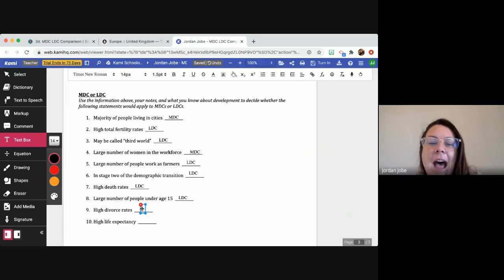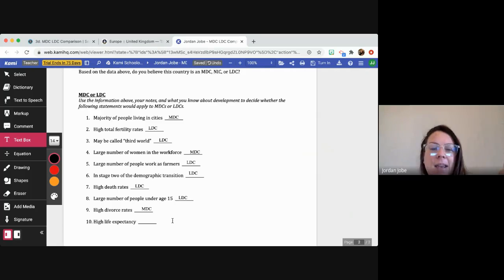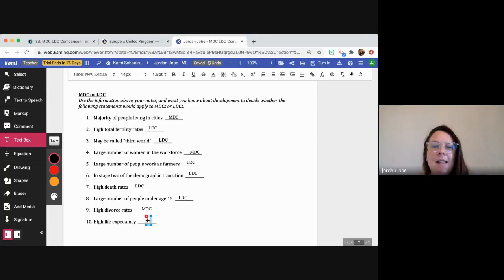Countries with high divorce rates, MDC or LDC? MDC. That's because, again, opportunity for women and equal access come with the higher level of development. So if you have the opportunity or the ability to divorce your spouse, that's going to come with a higher level of development. And the last one that we have is high life expectancy. MDC or LDC? MDC, absolutely.